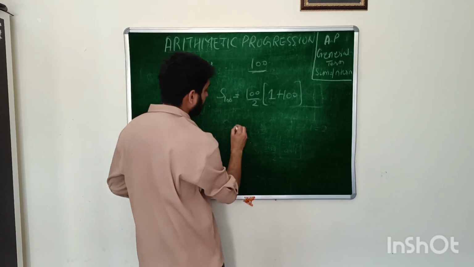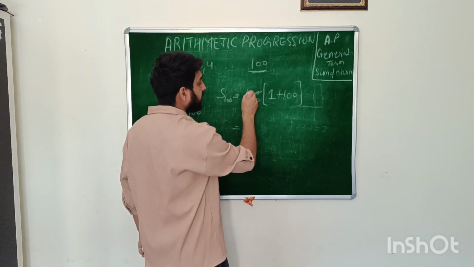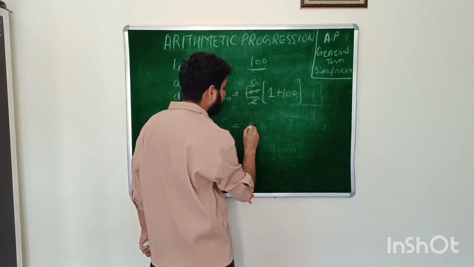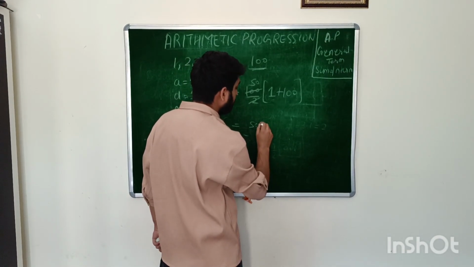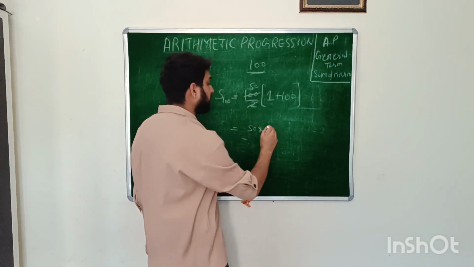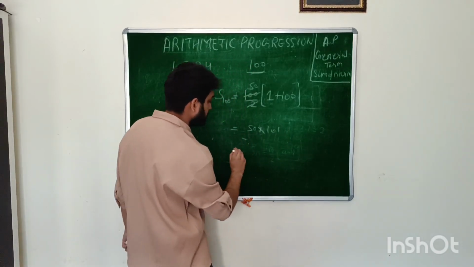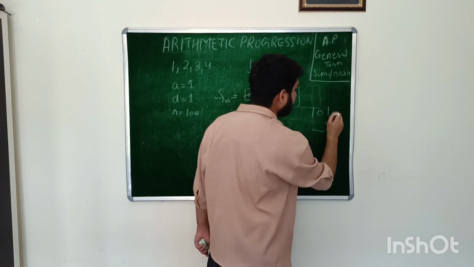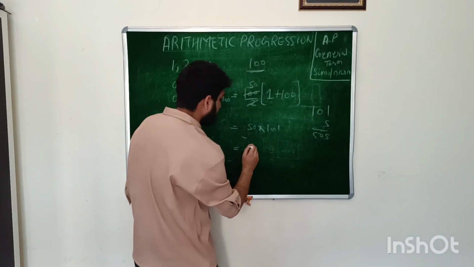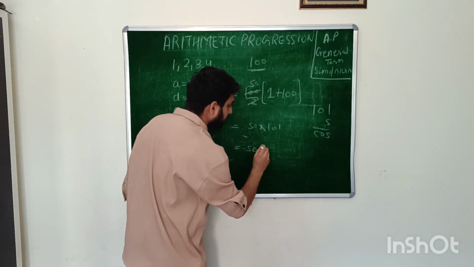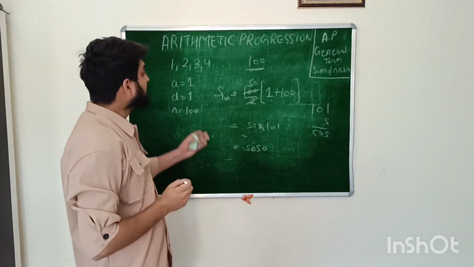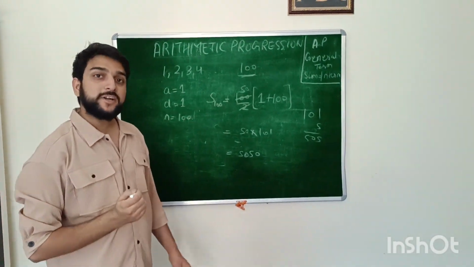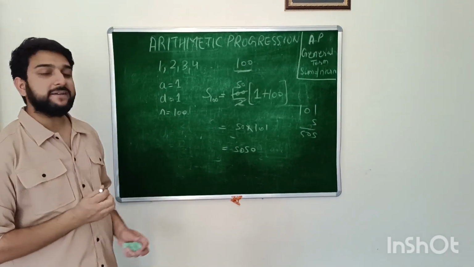Now if we solve it, it becomes 50. So 50 into (100 plus 1) is 101. So when we solve 101 into 50, it becomes 5050. So the sum of 100 terms of natural numbers is 5050.